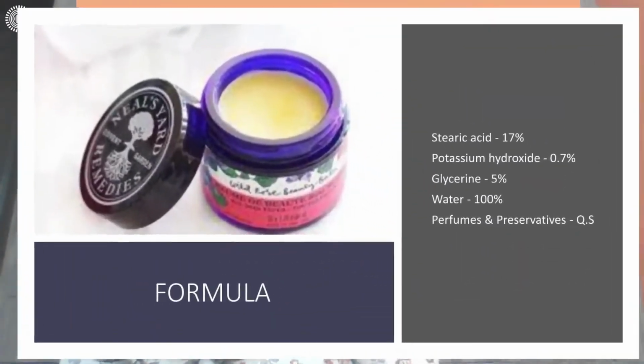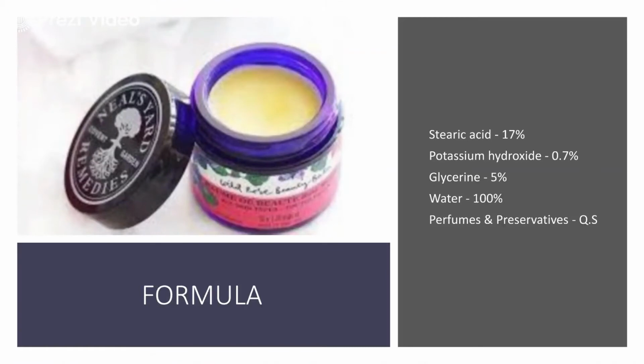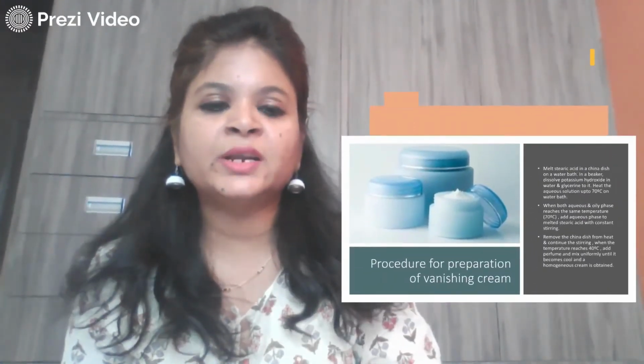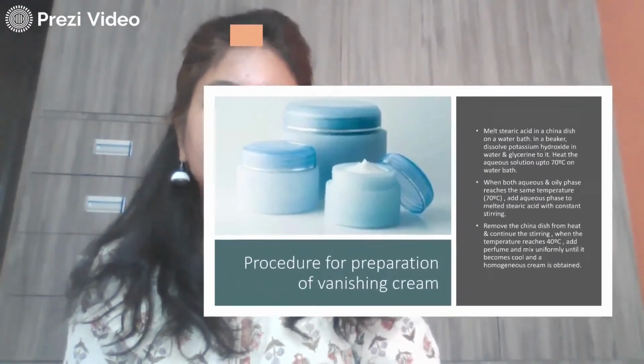So when you talk about the formulation of the vanishing creams, they are basically composed of stearic acid in combination with alkalis like potassium hydroxide, humectants like glycerin, water, perfumes and preservatives. So let us now try to understand the preparation of the vanishing creams.